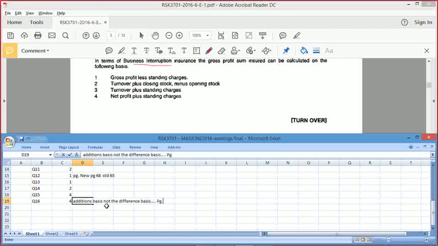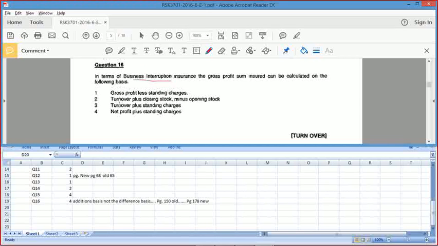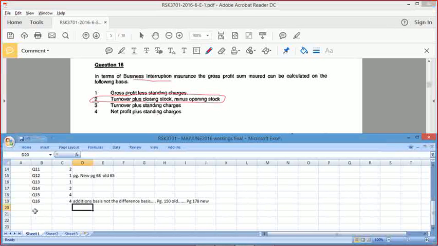Okay. All right, page 150 in the old textbook. It's page 178 in the new one. Great. Perfect. This looks similar. Was this different to the one we did yesterday? I think yesterday you had the extra one, the different basis one. They just eliminated it. It was turnover plus closing stock, less opening stock, and uninsured costs. The uninsured costs aren't there. You're right. Good.